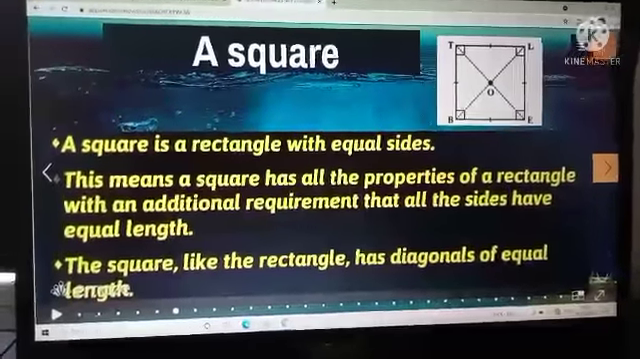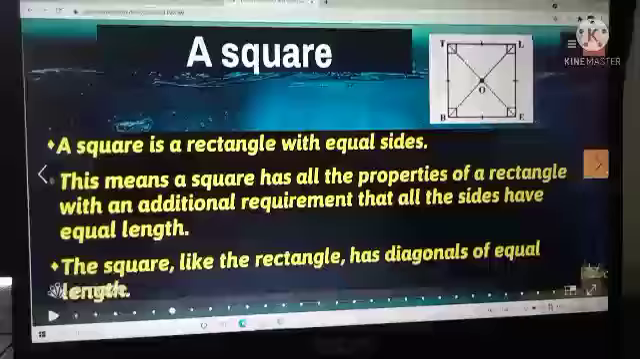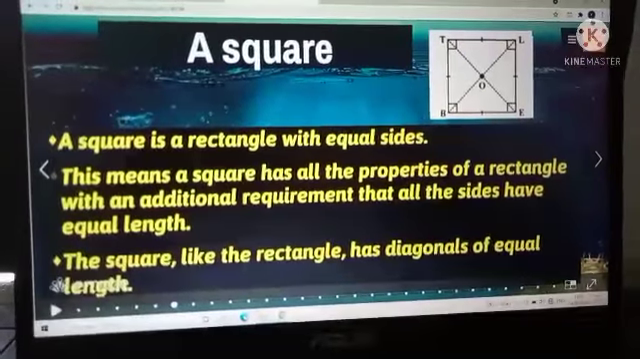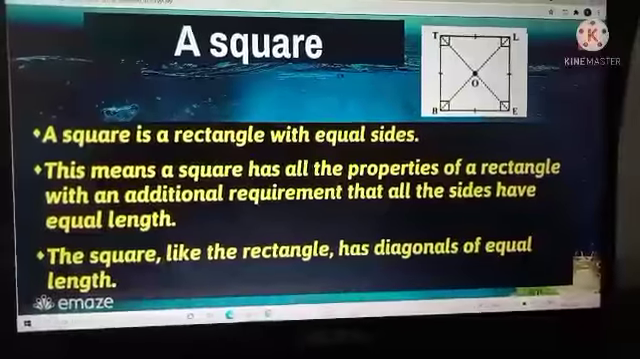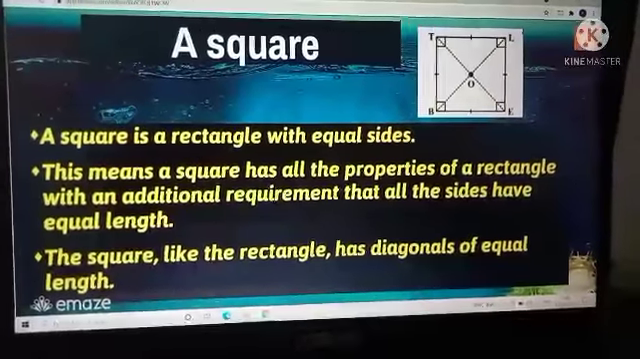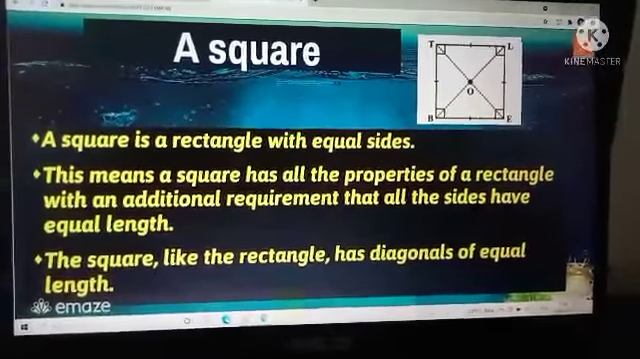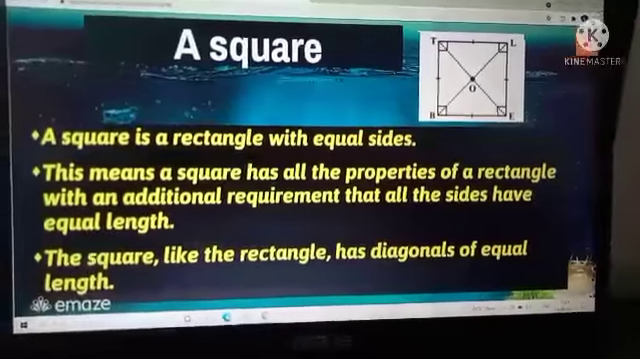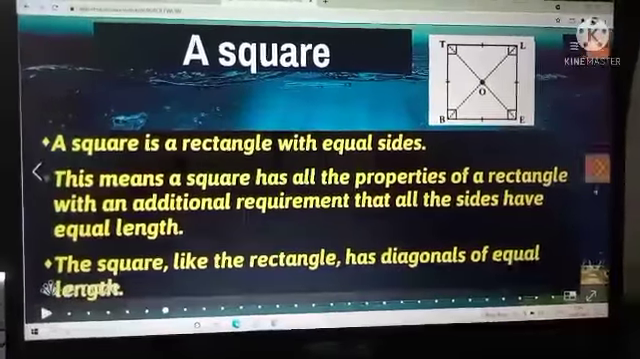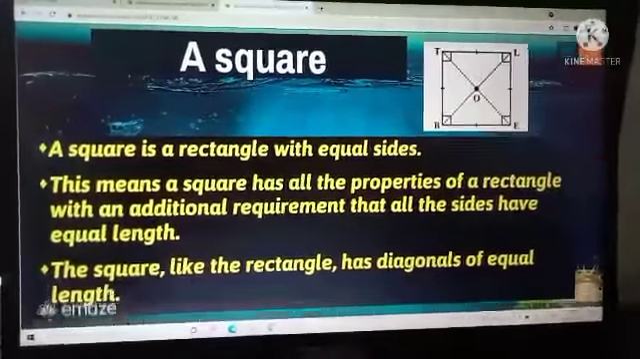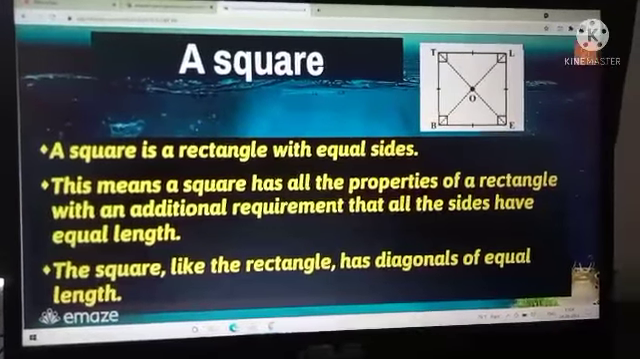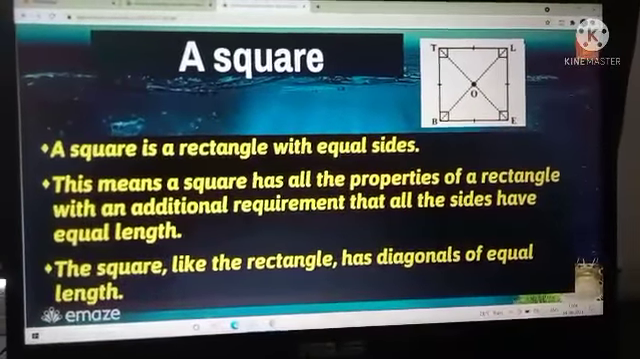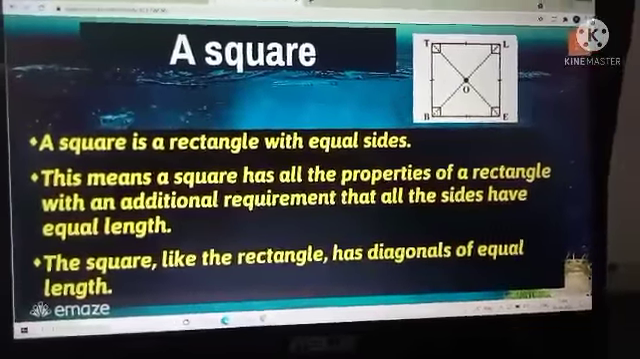Square. A square is a rectangle with equal sides. This means a square has all the properties of a rectangle with an additional requirement that all the sides have equal length. The square, like the rectangle, has diagonals of equal length also. The square is a rectangle, but one difference is a square has all the sides equal and all the angles 90 degrees.